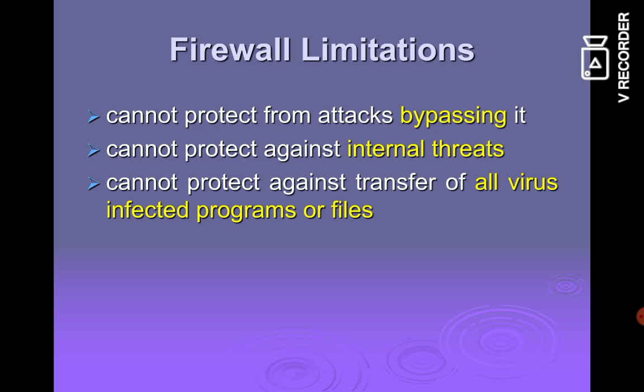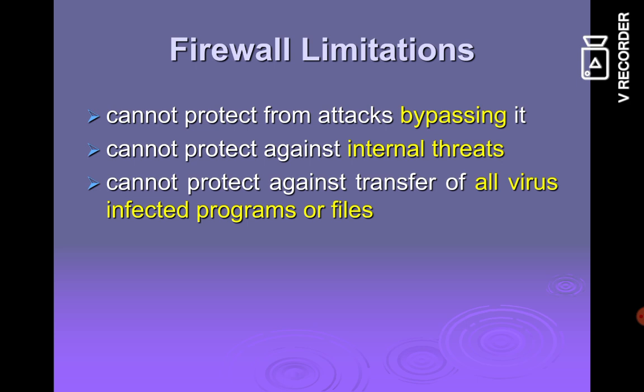But anyway, we have several limitations in firewall. So it cannot protect from attacks bypassing it. That is, if the attacks are bypassing the firewall, then we cannot stop the unauthorized users. It cannot protect against internal threats, because as I told, the firewall acts as a security wall between the private network and the public network. So within the private network, if the employees are not trusted persons, due to them the attack may happen. So it cannot protect against internal threats. And it cannot protect against transfer of virus infected programs or files. So they are all the limitations of firewall.